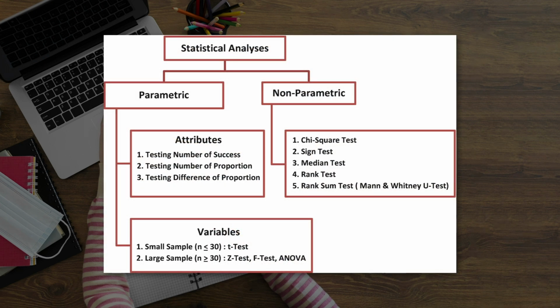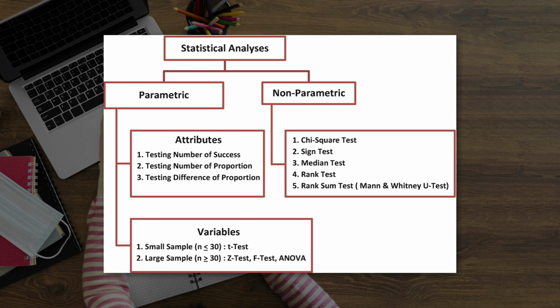Prior to going into the depth, let us have a comparative view. We start with statistical analysis, and then we have parametric and non-parametric tests. The parametric tests include testing number of successes, testing number of proportions, and testing difference of proportions. Non-parametric tests include the chi-square test, sign test, median test, and rank sum test, which is the Mann-Whitney U test, which we are going to consider in the forthcoming session.